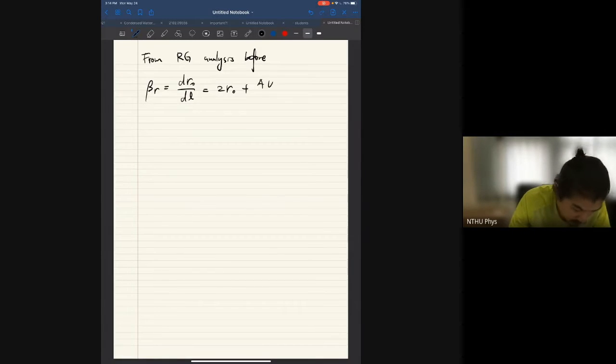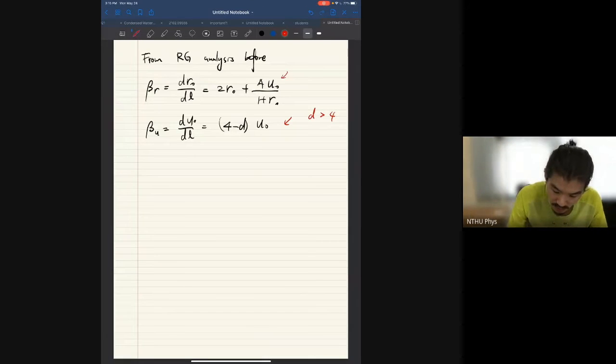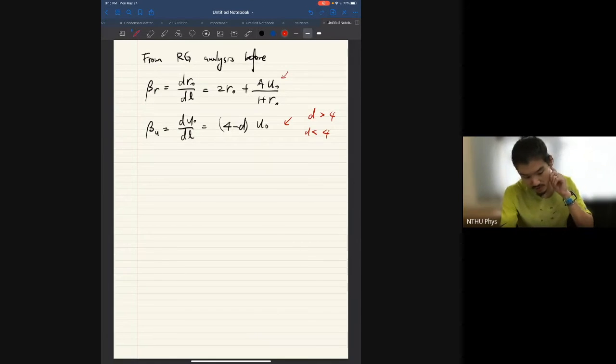So to do this, we need to recall the beta function. From the RG analysis before, we know for the quadratic term, basically defined this one, we get this kind of beta function. As you know, this indicates the interaction can generate the r0 term, right? And then we also have this interacting beta function parameter, which will be 4 minus d, which, as we know, when d is greater than 4, the interaction is irrelevant, but d less than 4, it will be relevant, and it will become larger and larger.